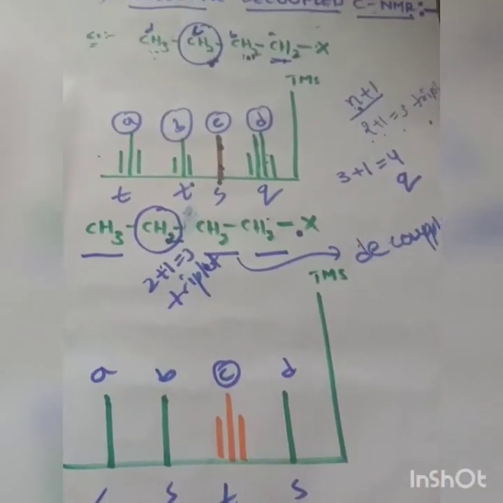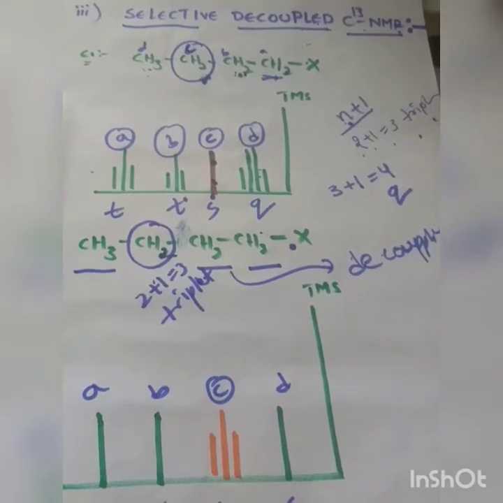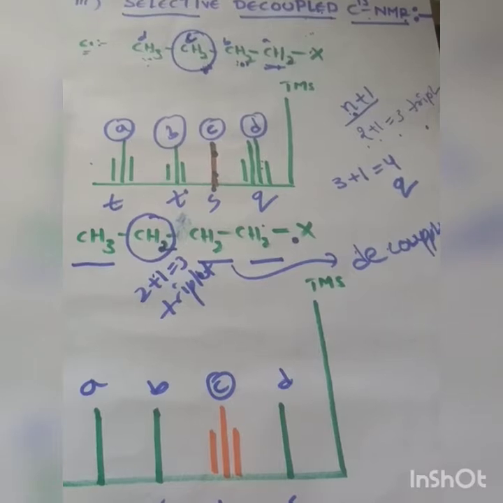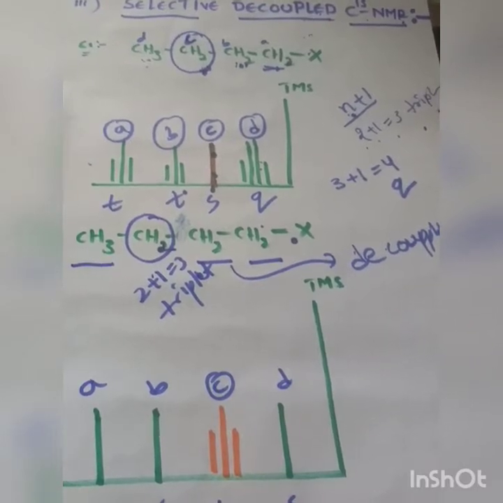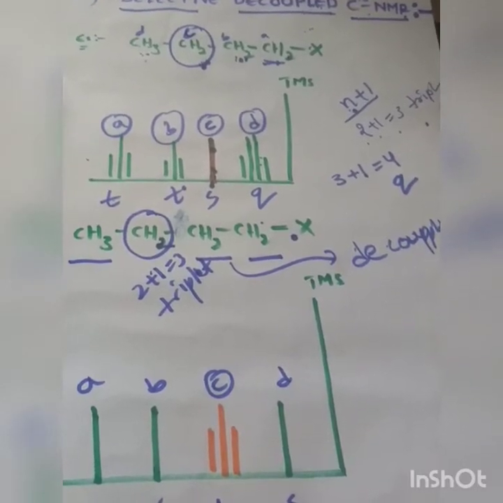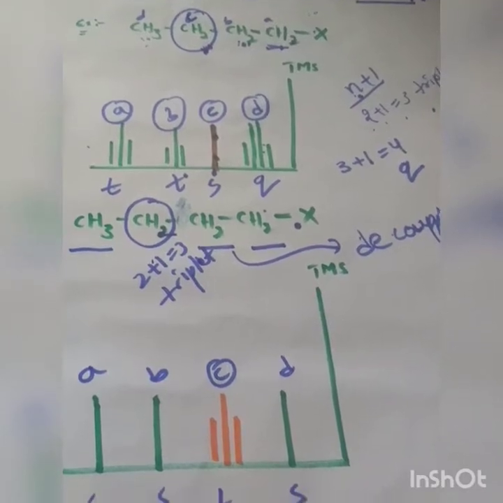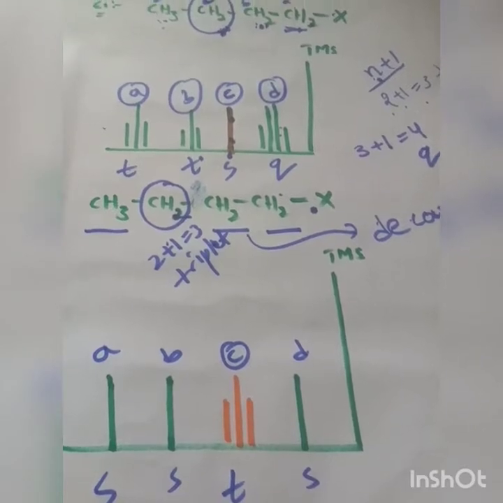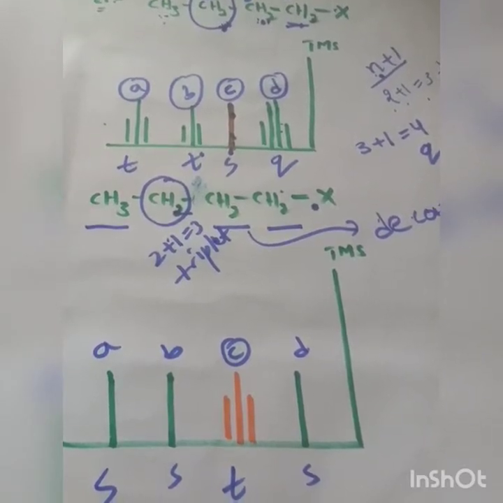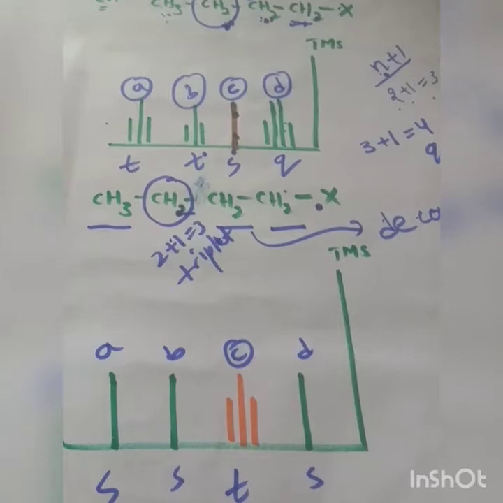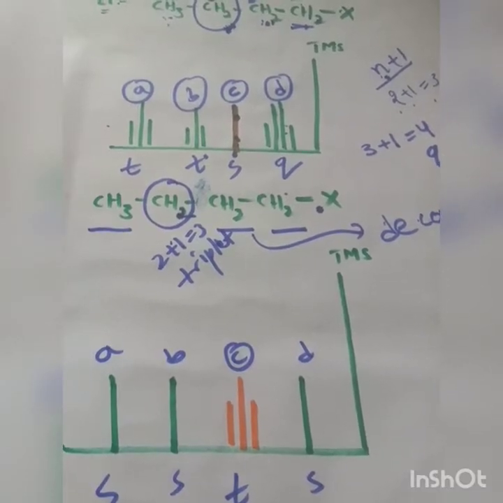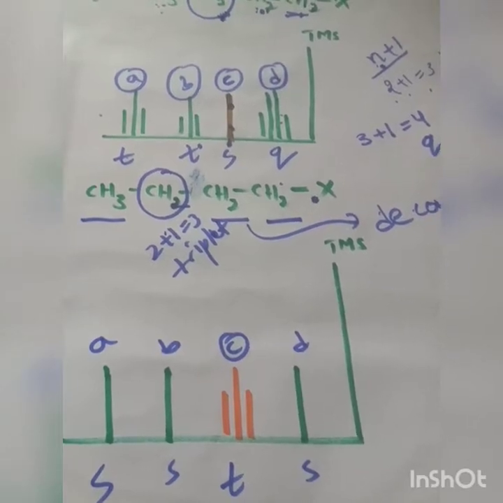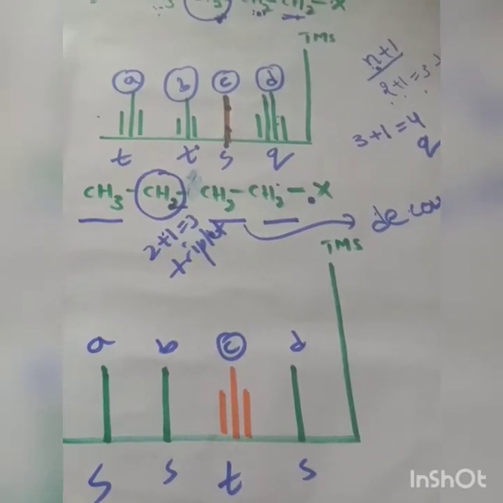Okay, so here for this selective decoupled C13 NMR, first we select one carbon, and that selected carbon undergoes decoupling while all the remaining carbons remain coupled and give multiplicity. In the same example, the one carbon we already selected gives a multiplet or triplet, showing coupling or splitting.